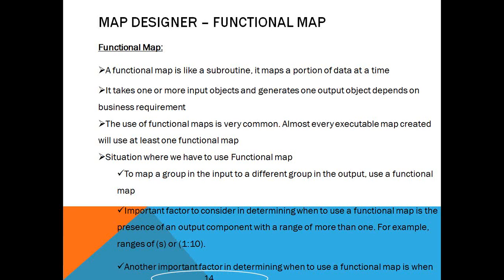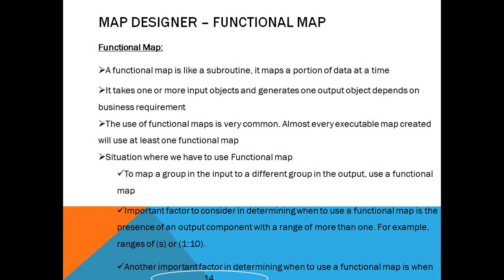Situations where we have to use the functional map: to map a group in the input to a different group in the output, use a functional map. We already covered that, right? If the input group is different and the output group is different, we have to use the functional map. The next one we also discussed: if we don't know how many times the output has to be created, we use a functional map.